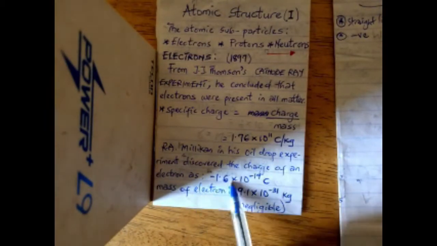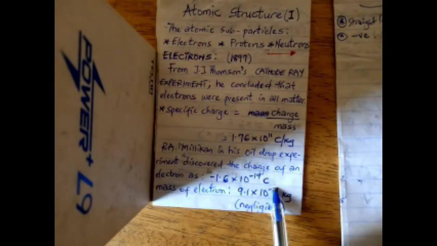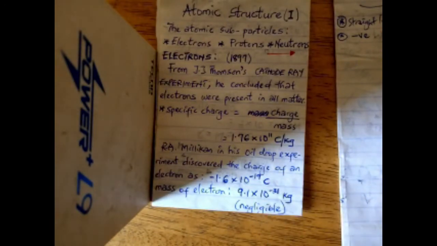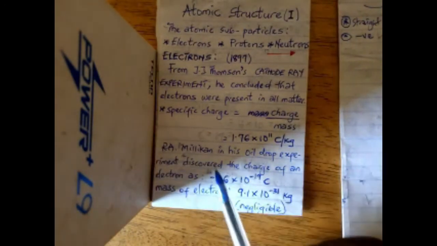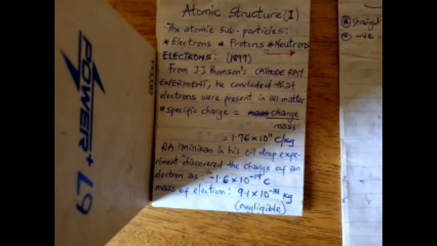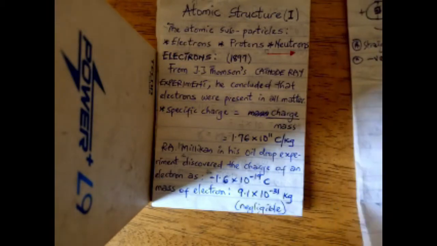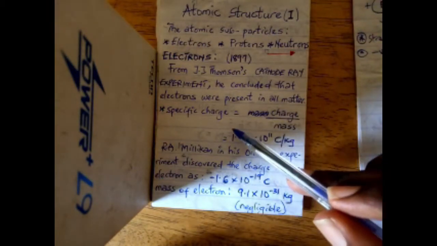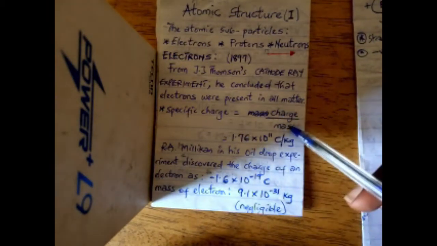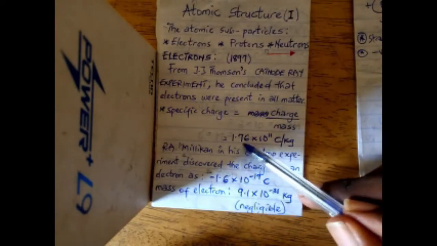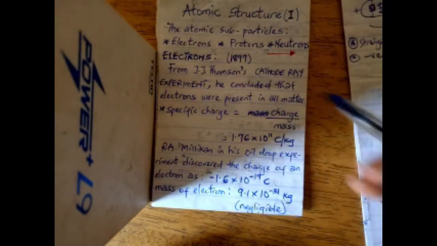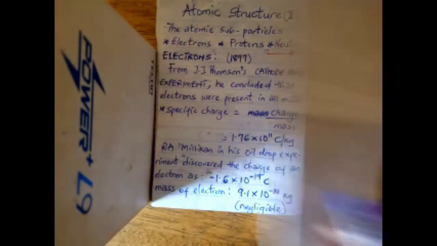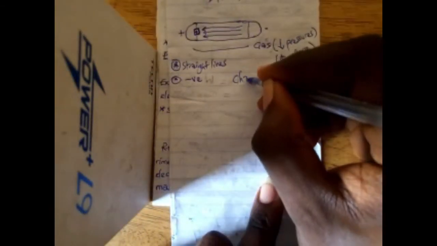This is the charge of the electron, minus 1.6 times 10 raised to the power minus 19 coulombs. In subsequent research also, R.A. Millikan was the one who discovered the charge. So from there, they were able to discover the mass of an electron. The specific charge of an electron, that is the charge to mass ratio, is 1.76 times 10 raised to the power 11. From this simple formula, it is the charge over mass.